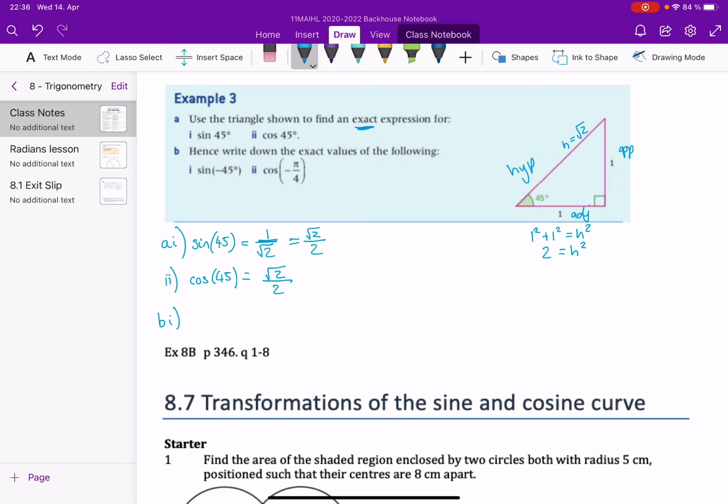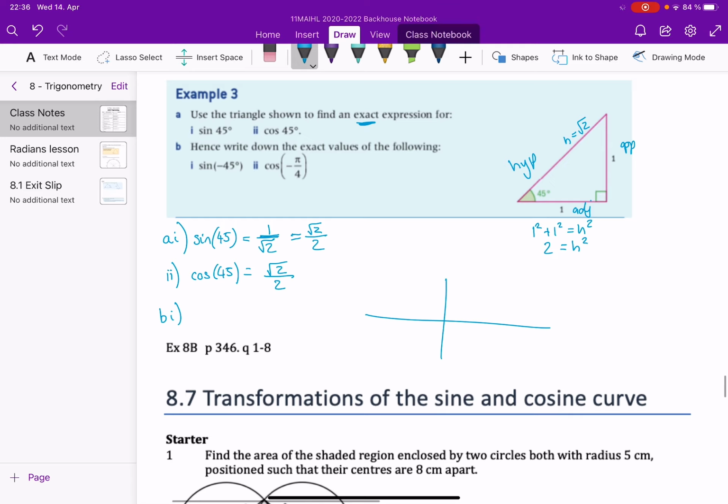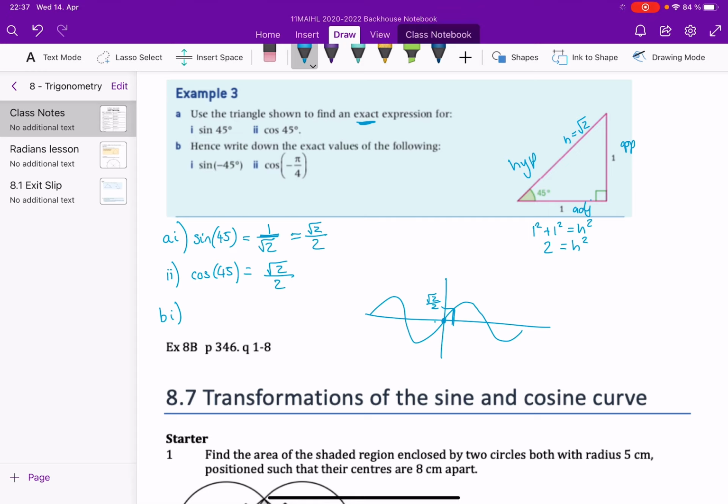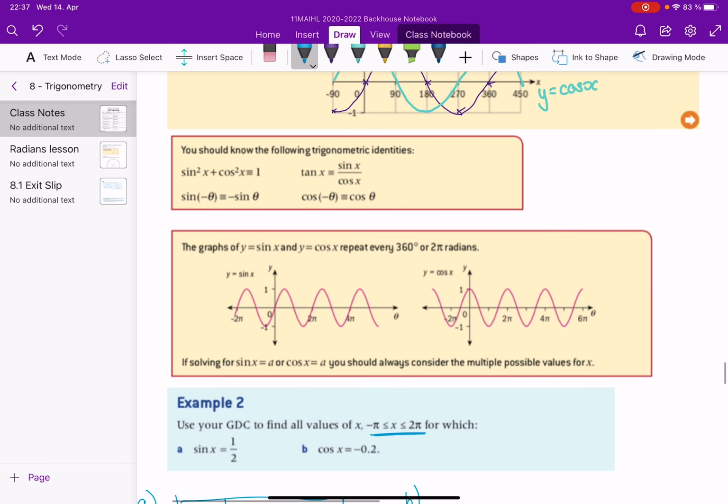Sine negative 45 degrees. Now, how do sine positive 45 degrees and sine negative 45 degrees relate to each other? Let's take a quick look. This is my sine curve. It looks like this. Okay, 45 degrees is this one, and we said it was root 2 over 2. This sine curve has rotational symmetry about the origin. So when I go back 45 degrees here, I know that I'm going to be at negative root 2 over 2.